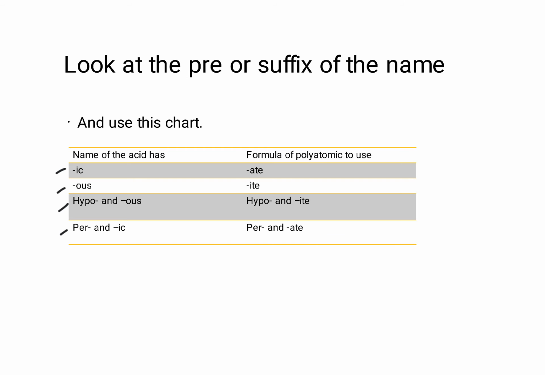Now we're going back. Now you're taking the suffixes of the acid and figuring out the name of the polyatomic ion, which is ate, ite, hypo and ite, and then per and ate. And once you figure out the name of the polyatomic ion, then you can figure out the formula. So let's go look at each of these acid names one by one and figure out how to write these formulas.